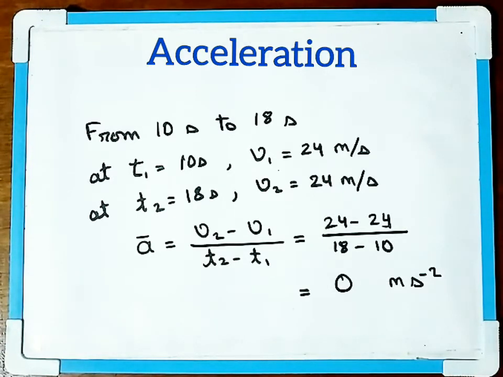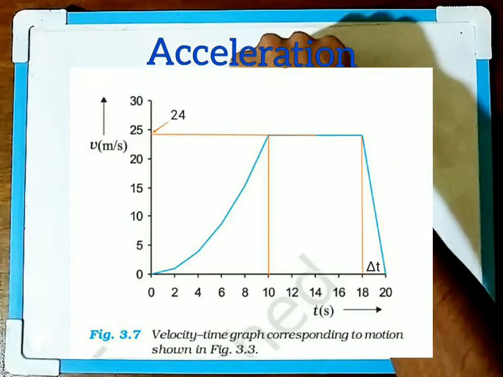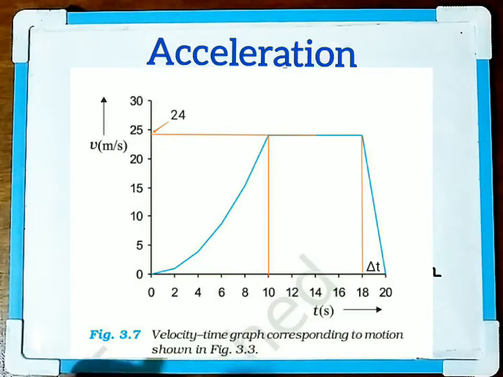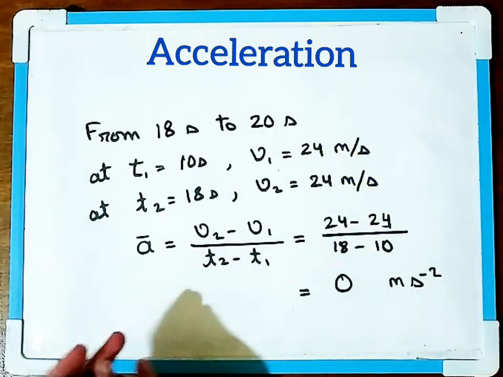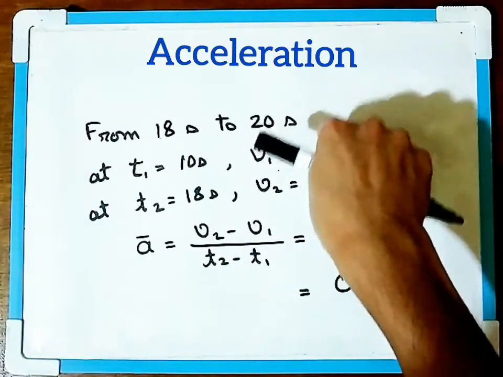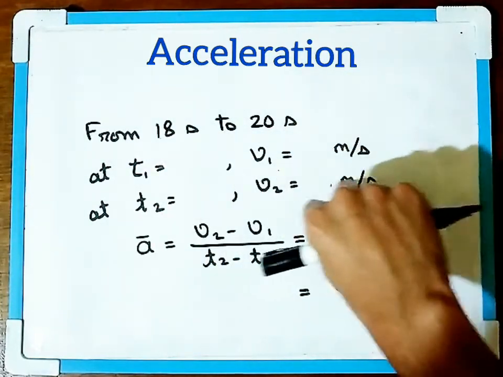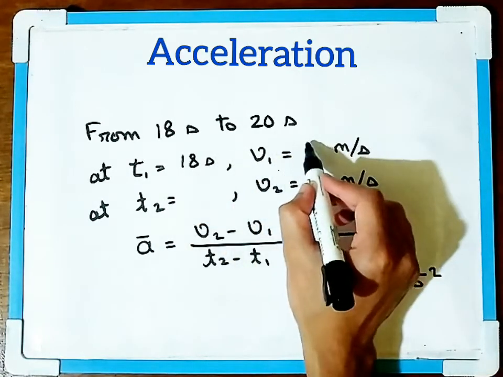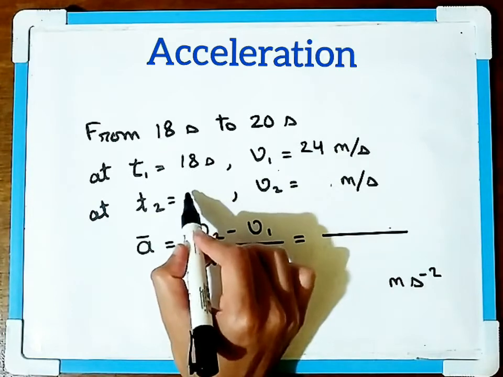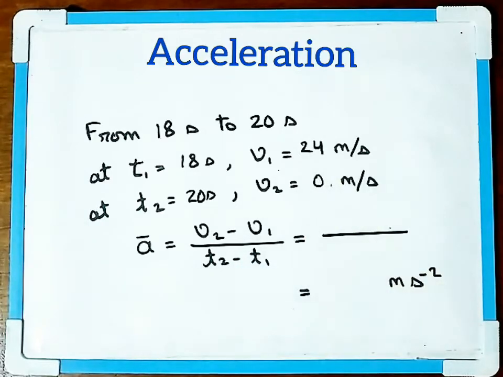Then we come to the next time interval, say from 18 to 20. Now in this case you can see from the graph the velocity is decreasing. So from 18 to 20 seconds, at t1 equal to 18 seconds, your v1 is 24 meter per second, and at t2 equal to 20 seconds, your v2 is actually 0 meter per second.